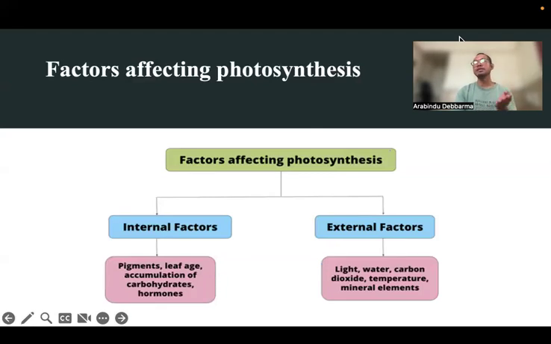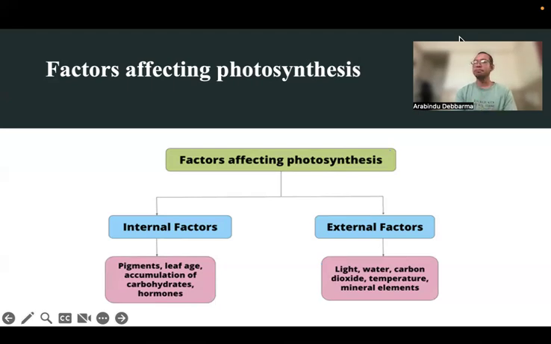Therefore, low temperature and higher temperature may reduce photosynthesis. Similarly, the minerals. We have already studied copper, zinc, magnesium and iron and their role during photosynthesis. If these elements are not there, then the reaction may not occur properly, and this might hamper the photosynthesis process. Now, what are the internal factors?